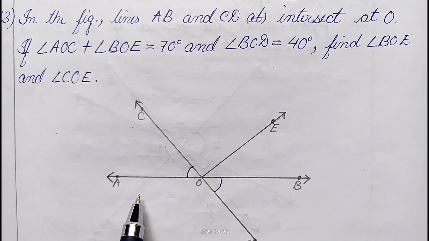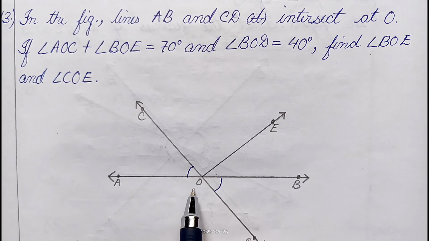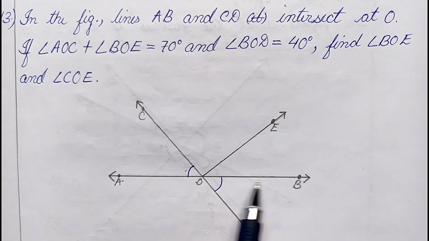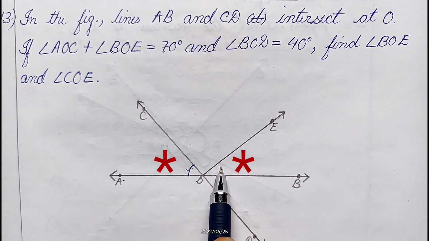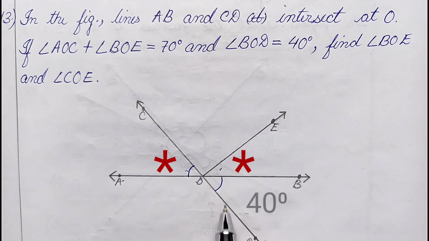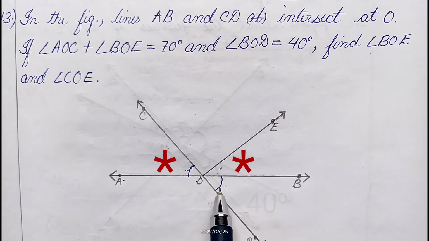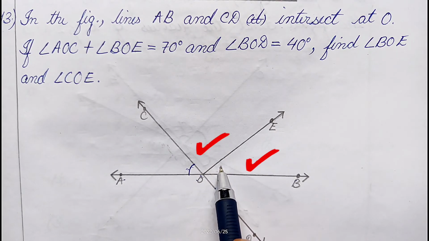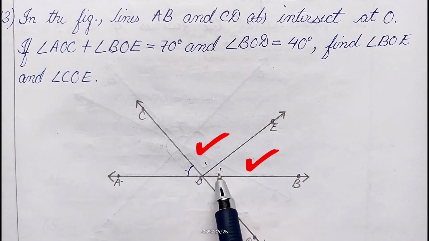In question number 13 it is given lines AB and CD intersect each other at O. Angle AOC plus angle BOE, the sum of these two angles, equals 70. Angle BOD is 40 degree. We have to find the angle BOE and angle COE. These two angles we have to find.